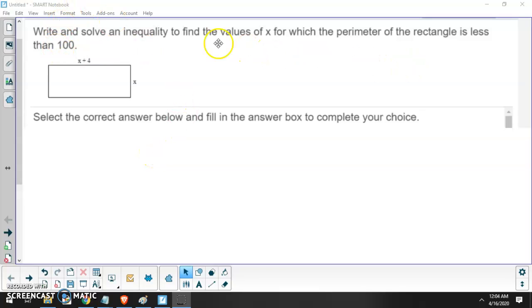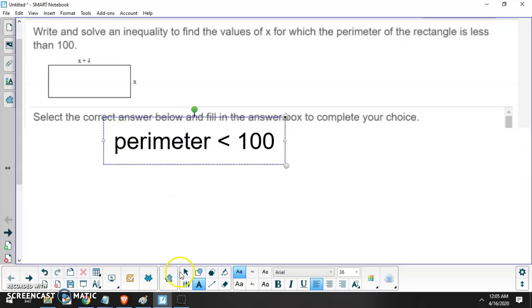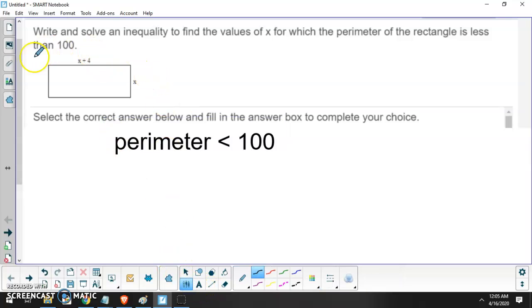Write and solve an inequality to find the value of x for which the perimeter of the rectangle is less than 100. So we're finding x where the perimeter is less than 100. So perimeter must be less than 100. Now, how do you find the perimeter of something? You add up all four sides, okay? So this side here is x, because that side is x. This side is x plus 4, okay?